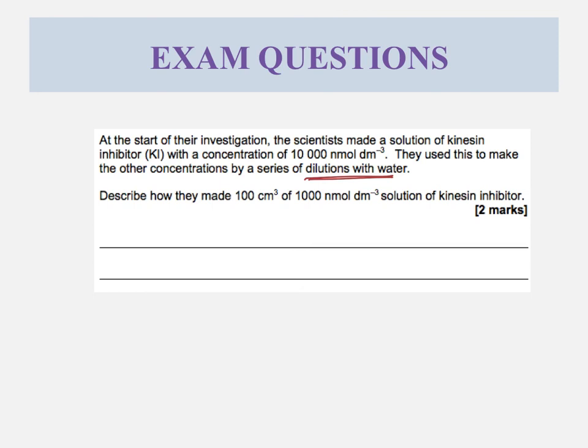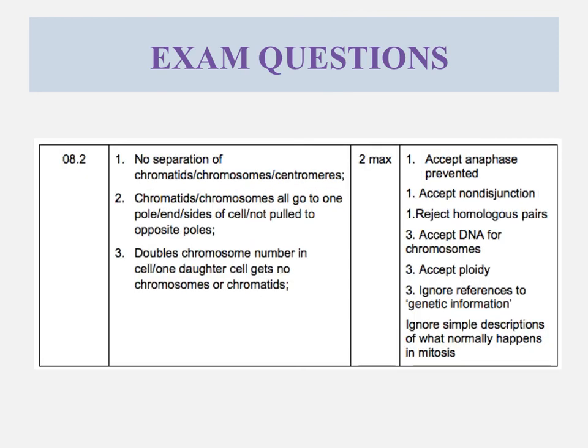So the first question was looking at how the monopolar mitotic spindle will prevent mitosis. No separation of chromatids, chromosomes or centromeres. So the chromatids or chromosomes all go to one pole, or they're not pulled to opposite poles. And this doubles the chromosome number in the cell, or one of the daughter cells gets all the chromosomes and the other gets none.